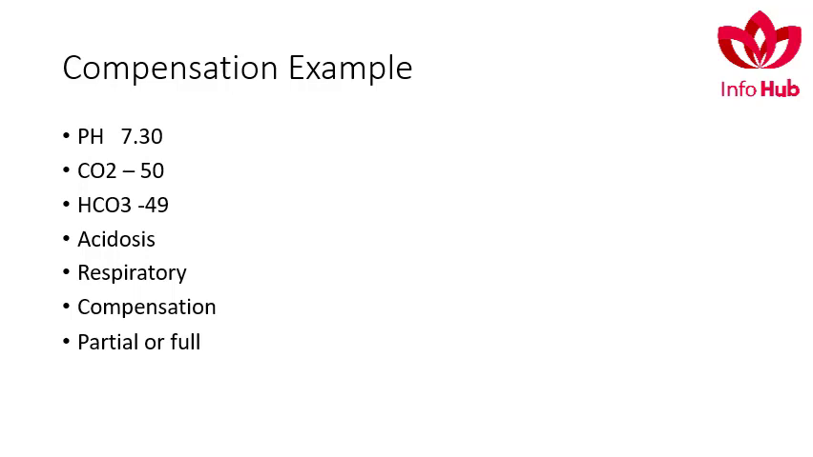But what type of compensation is it? Either it is partial or full. To decide that, you again need to look at the pH. If the pH is in the normal range, like 7.35 to 7.45, then you will say it's a full compensation. But in this case, it is 7.30, so it is partial compensation. So it's a partially compensated respiratory acidosis. This scenario is a partially compensated respiratory acidosis.